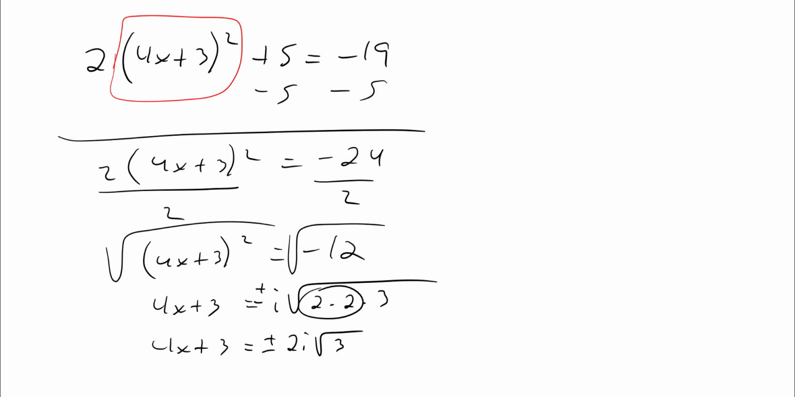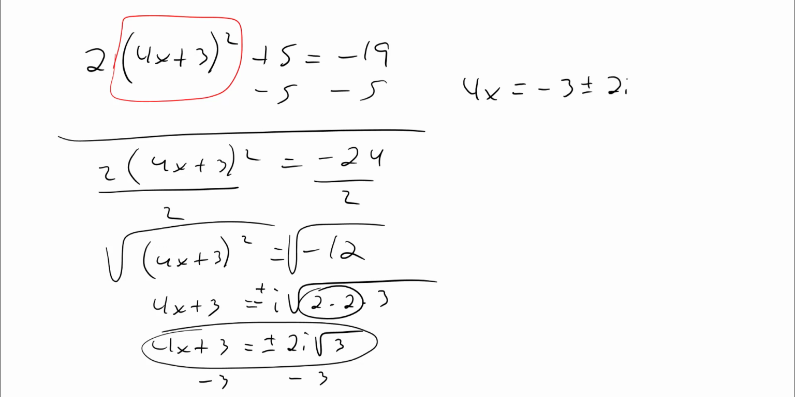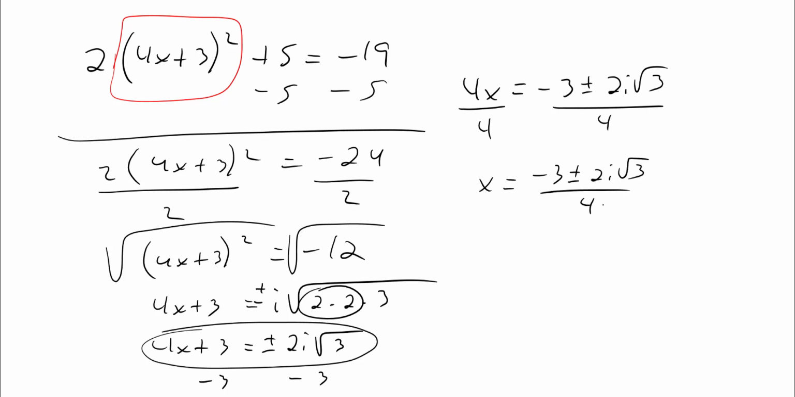So now, again, I'm back at this point here. So the next thing I'm going to do is subtract 3 from both sides. So you get 4x is equal to -3 plus or minus 2i root 3. Okay? And then I'm going to divide both sides by 4. And I get x equals -3 plus or minus 2i root 3 over 4. And that's all you can do. There's nothing else you can do here, guys. So you're done with the problem.